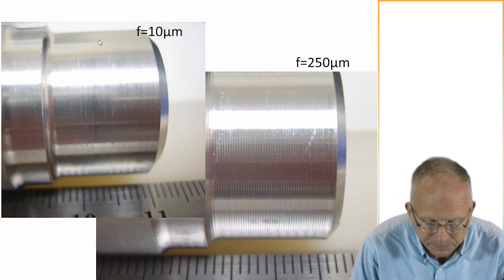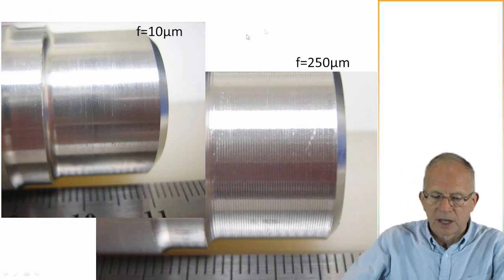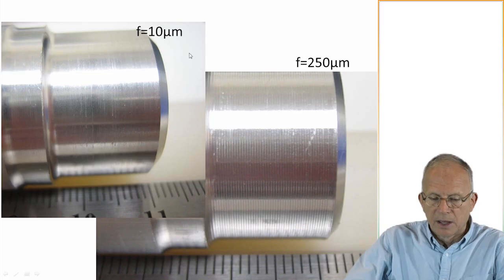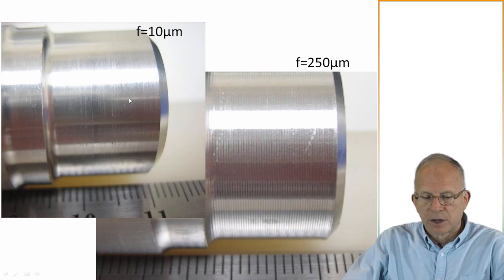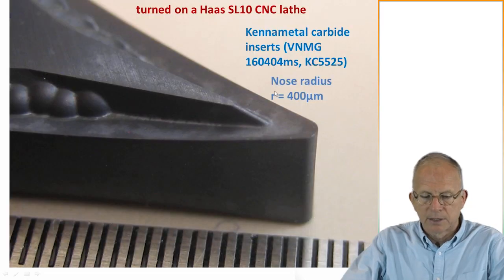Here's some macrographs with scale showing the difference between a feed of 10 micrometers per revolution and a feed of 250 micrometers per revolution made with the same tool. So here it's almost too small to make out the grooves, and here we can see the grooves quite plainly.